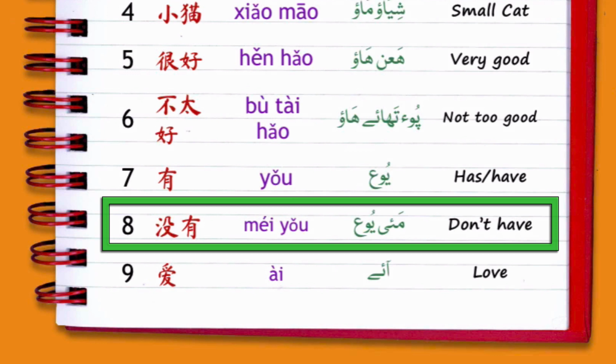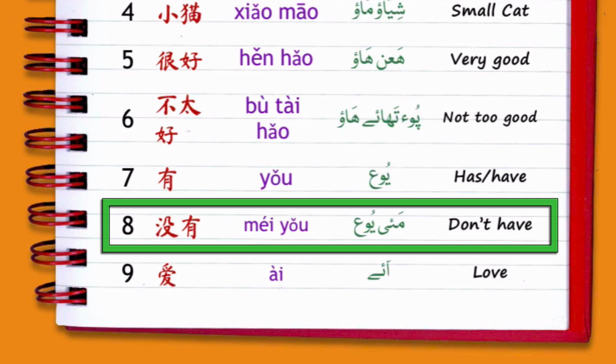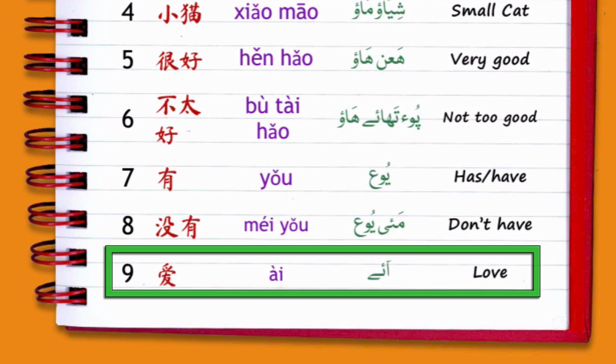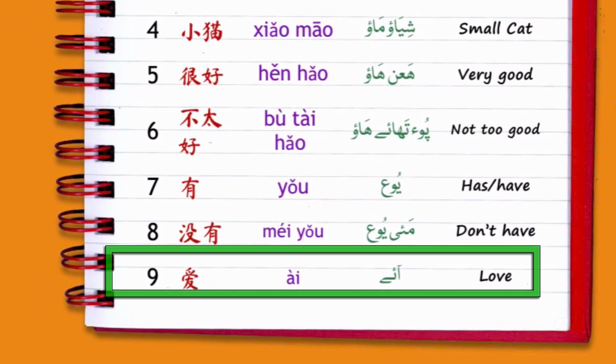Okay, let's move to today's last word, that is 爱. 爱 means love. For example, if I want to say I love you, 我爱你, that means I love you. So this is all from today's lecture.